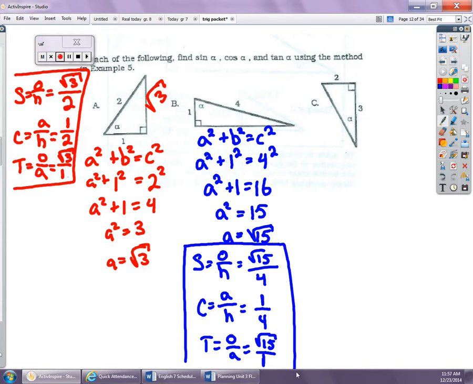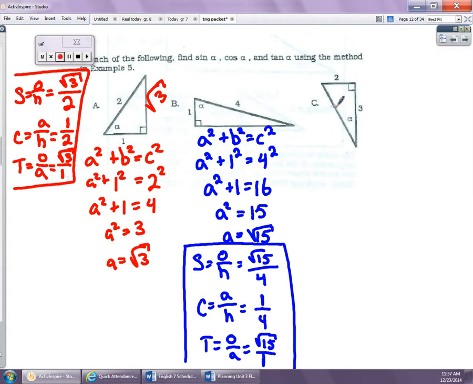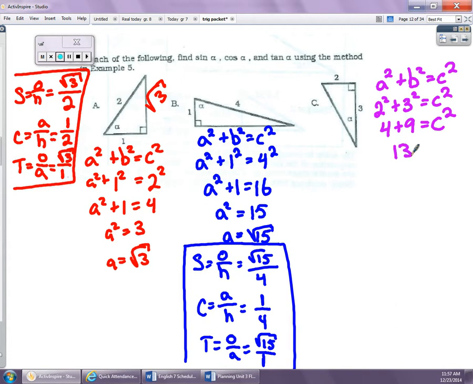So we have to find the missing side using the Pythagorean theorem. Once again, with this last triangle, this time we are looking for the hypotenuse. So when we have a squared plus b squared equals c squared, it's 2 squared plus 3 squared equals c squared. So that gives us 4 plus 9, and we know that 4 plus 9 is 13. So c is the square root of 13. If I'm going too fast, just pause it and copy this down and go back. So that's how we get c.